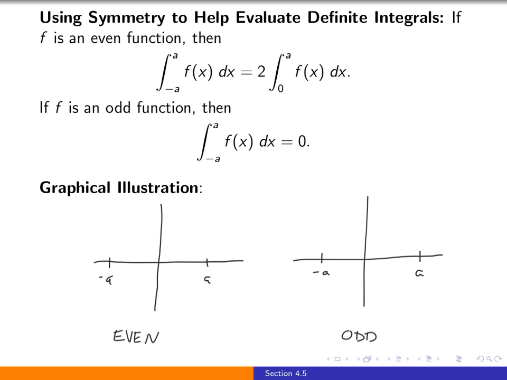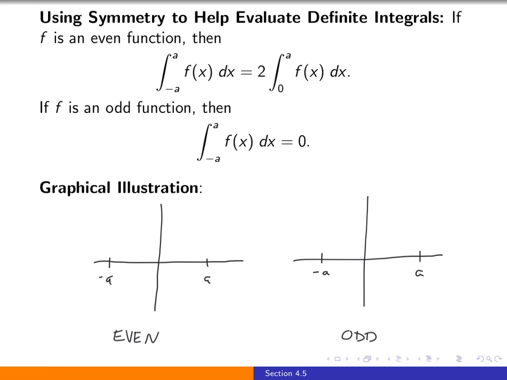In this video, we will discuss how we can use the symmetry of a function, i.e. even or odd, to help evaluate definite integrals. And this is going to be specific to definite integrals centered at the origin, i.e. going from minus a to a.